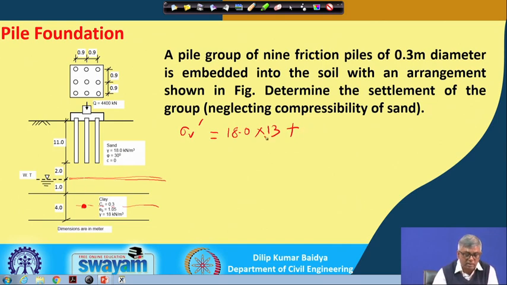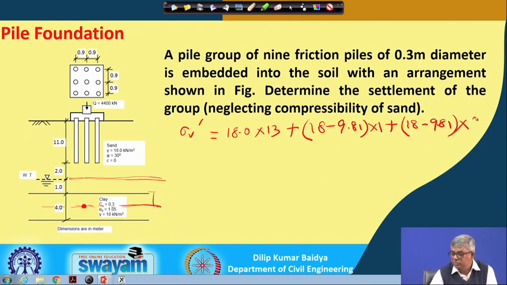So, I will take it, but it is below the water table. So, the total unit weight minus the unit weight of water gives you the submerged unit weight, multiplied by the thickness. Here, the submerged unit weight is 18 minus the unit weight of water, 9.81, multiplied by up to 2 meter, the middle of the clay layer, which I will take. So, it will be 2. If I calculate this, you will get sigma v dash equal to 258.57 kilonewton per meter square.